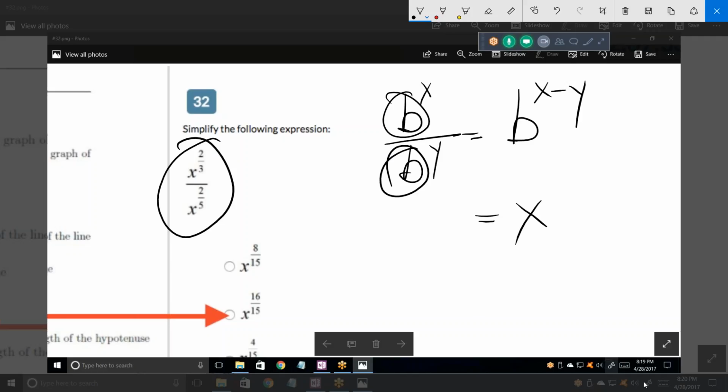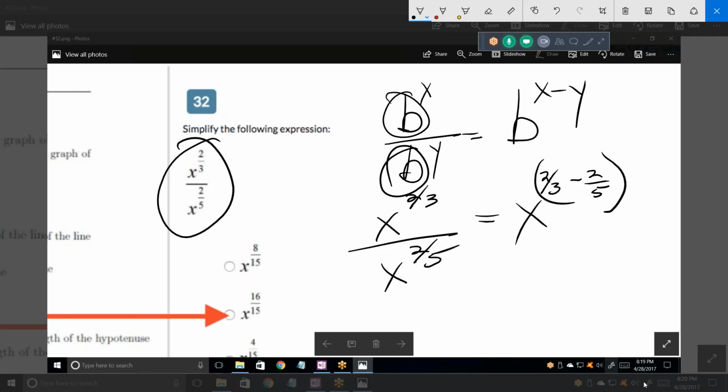Subtract the exponents. So would it be 16 minus 8? No, it'd be 2/3 minus 2/5. That's what this means. In other words, I've got the same base, which is x, and I've got different exponents. And I'm doing division. Well, when you're doing division, you're always going to do to the exponents one level less mathematically. Subtraction is one level less than division.